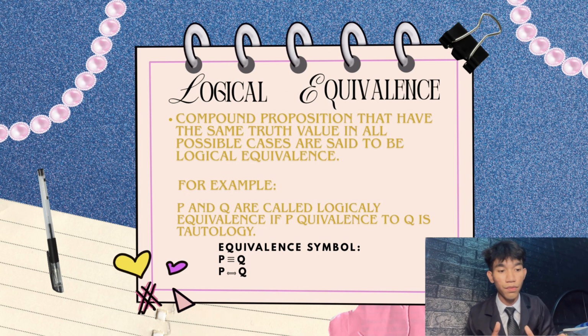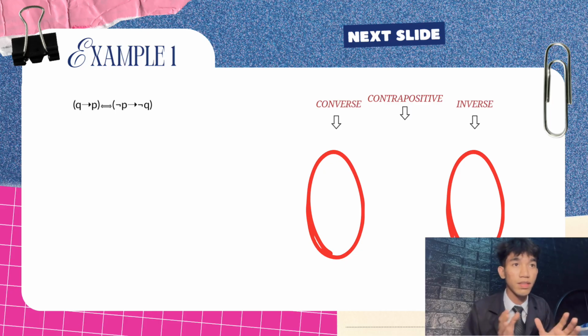But what about contradiction and contingency? If both of them have the same truth value, even if that is a contingency or a contradiction, but they have the same truth value, it is still called logically equivalent. So here you can see the equivalent symbol, P equivalent to Q. So here is the example for equivalence.